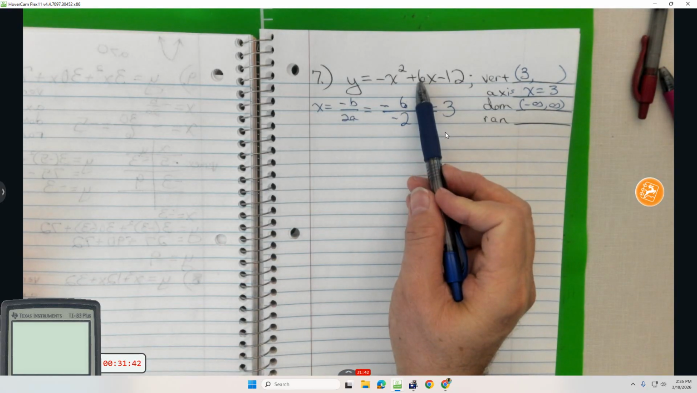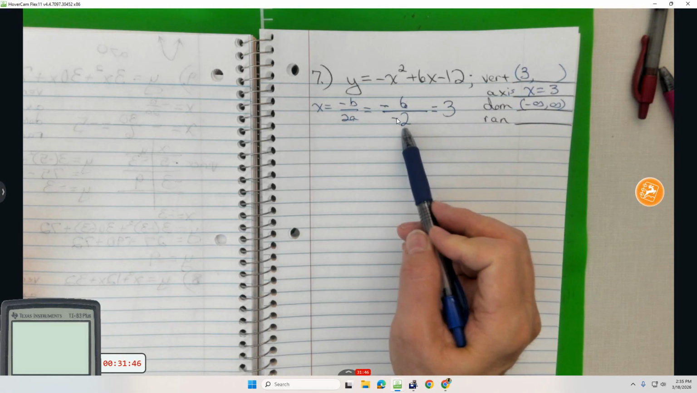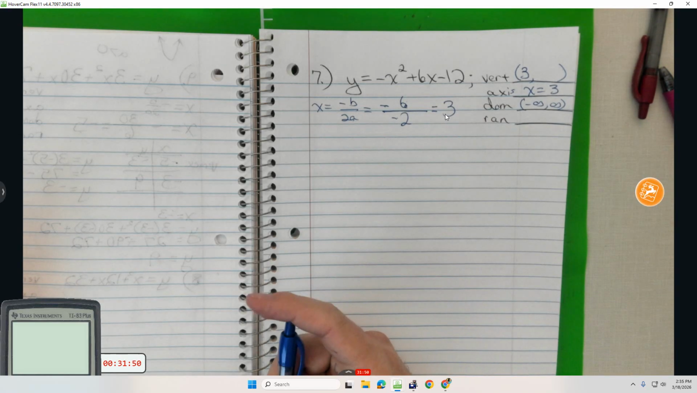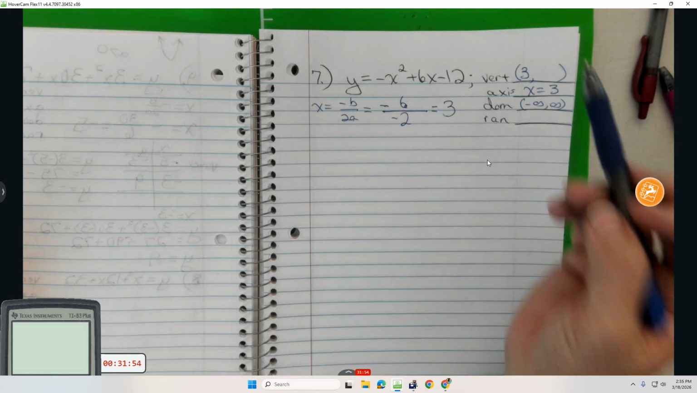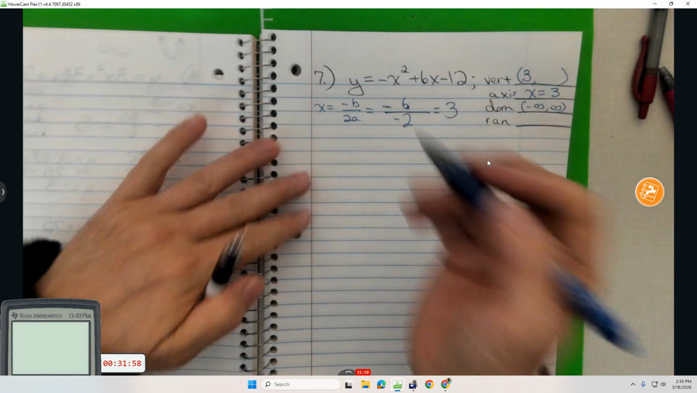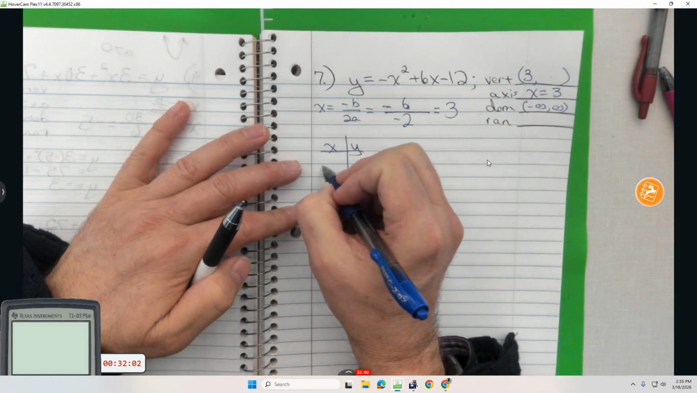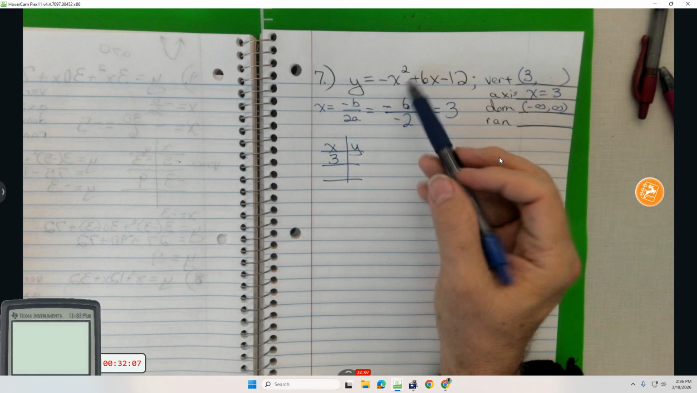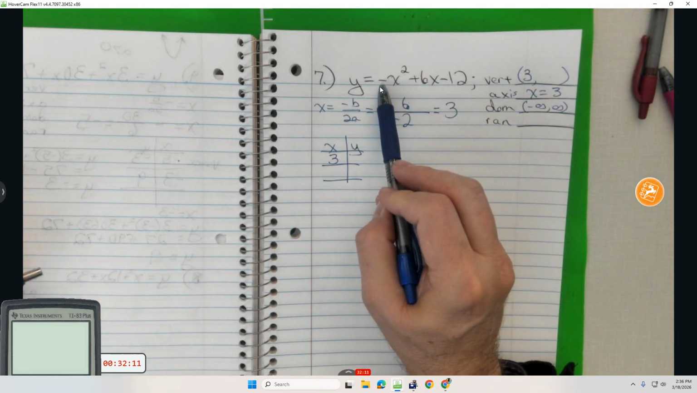Negative 6 all over 2 times negative 1 is negative 2. Negative 6 divided by negative 2 gives me a positive 3. What do we do to find that y coordinate? Plug in. You're going to make a little XY table. We plug in 3 for x. 3 squared is 9. Are we going to square that negative there?